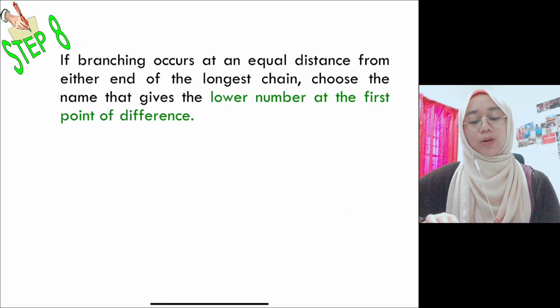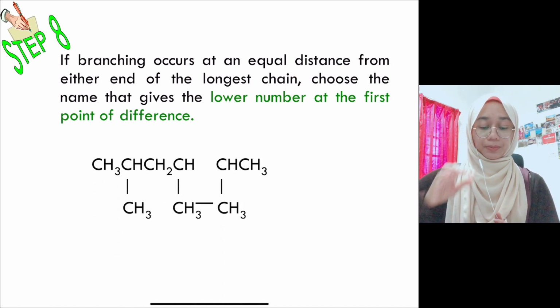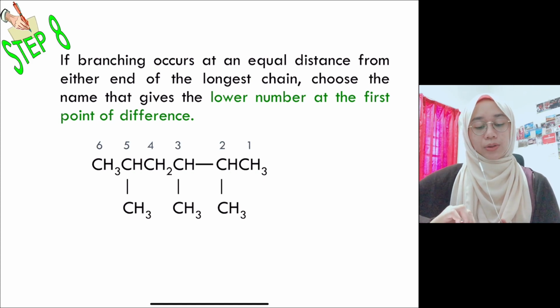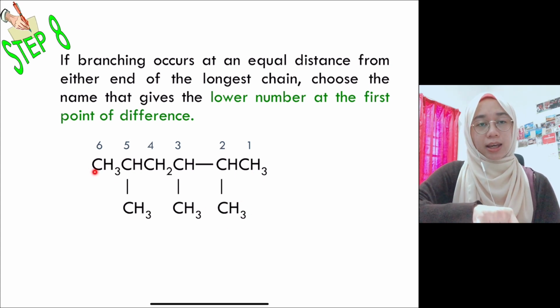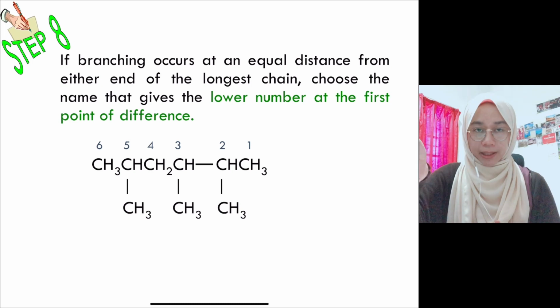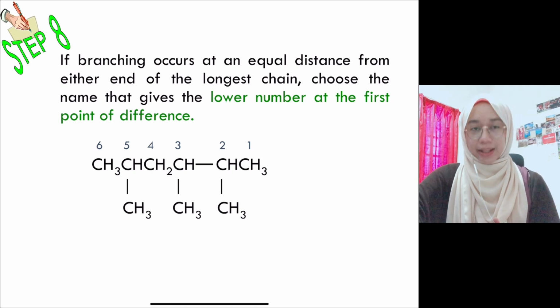So if branching occurs at an equal distance from either end of the longest chain, choose the name that gives the lower number at the first point of difference. Okay, so in this case, as you can see, if we put numbers from the right end, 1, 2, you have found a substituent. From the left also 1, 2, you have found a substituent. But which side should we actually start from? Sometimes it doesn't matter, but sometimes it does matter.